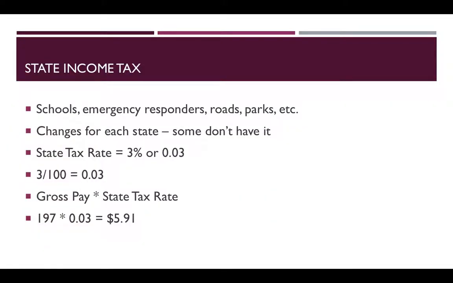State income tax covers things like schools, emergency responders such as police and firefighters, roads, parks, hospitals, etc. When I say roads for both federal and state, the city roads and things like that are covered by your state, whereas your major interstates are usually covered by federal.